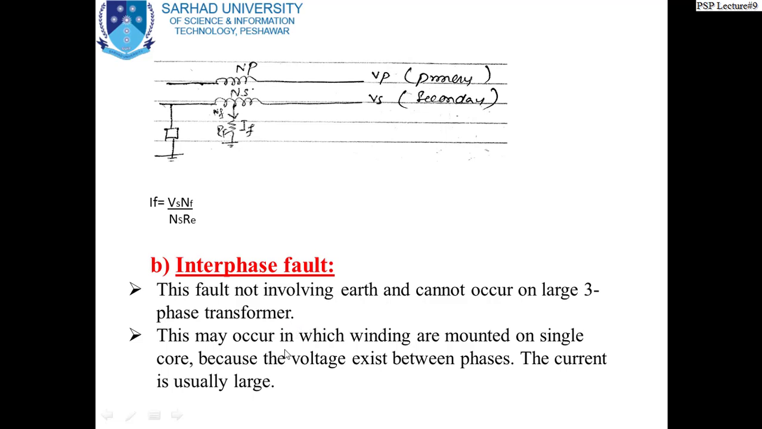Therefore, an interphase fault cannot occur on such transformers. This may occur where windings are mounted on a single core. This is the point that I explained to you. Because the voltage exists between phases, the current is usually large. Naturally, when two phases are directly short circuited, the resistance between the two is very much less, or even reaching zero. Therefore, we may expect a very high fault current.